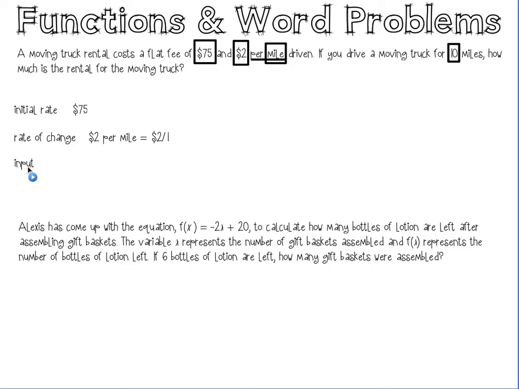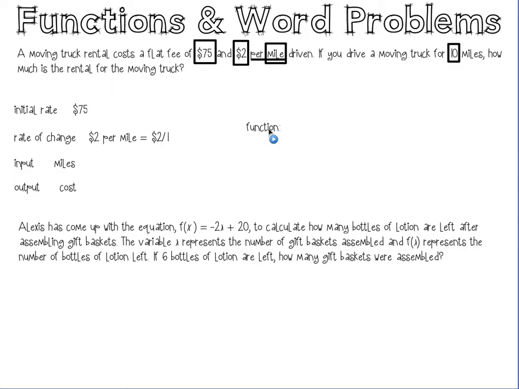Our input in this case, the thing that is going to be able to change constantly, is miles. That is our independent value. And then our output, our dependent value, is our cost. So our cost is dependent on the miles that we drive. All right, and from this we can create a function.